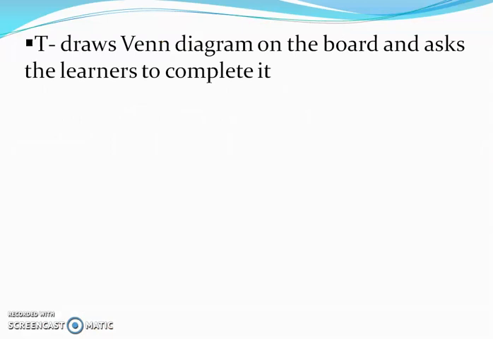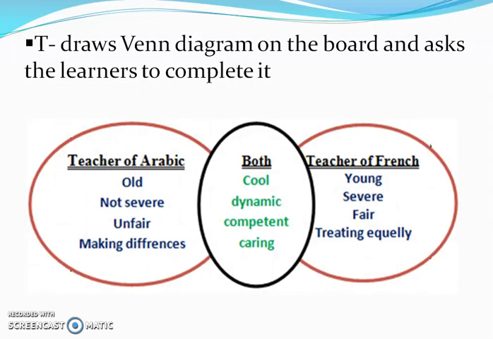After that, draw a Venn diagram on the board and ask your learners to complete it. The features of the Arabic teacher are old, not severe, unfair, making differences, whereas the features of the teacher of French are young, severe, fair, treating equally. Their common features are cool, dynamic, competent, and caring.